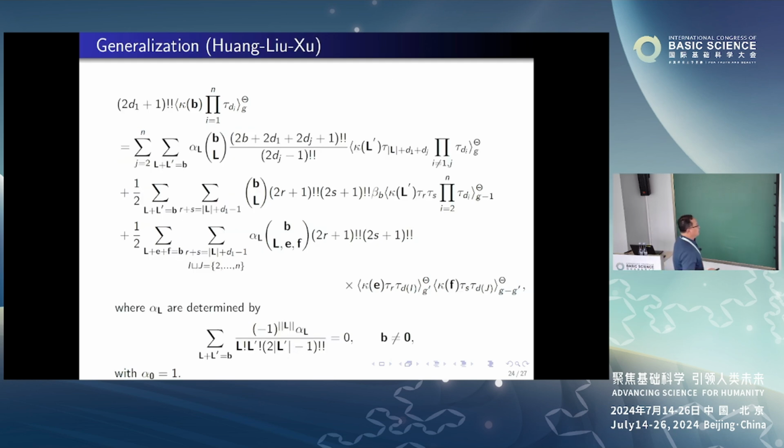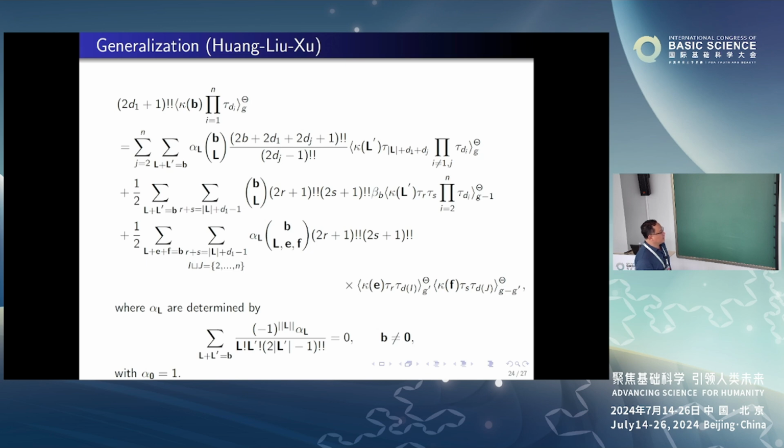With students Fu Xu, Hao Xu, and Yuxian Huang at Zhejiang University, we proved the following generalization of the Stanford-Witten formula to higher Weil-Petersson volumes. Basically we consider 2D plus 1 double factorial and kappa b. This involves higher kappa classes, so any number of kappa classes, not only kappa 1, and psi classes inserted with this theta class inserted. You get double factorial numbers and alpha L, and here the alpha can only be calculated recursively, starting from alpha 0 equal to 1.